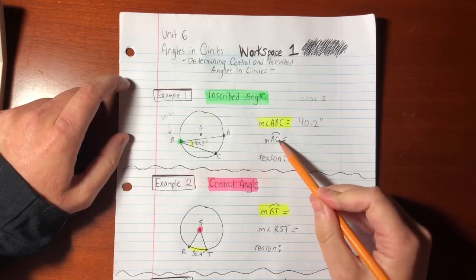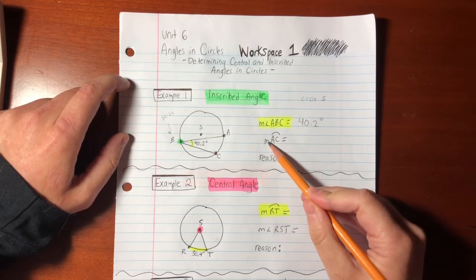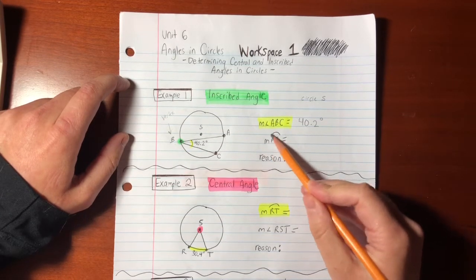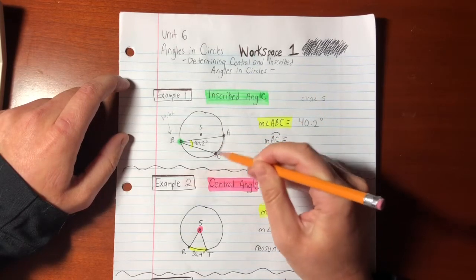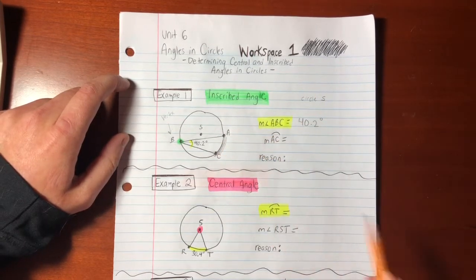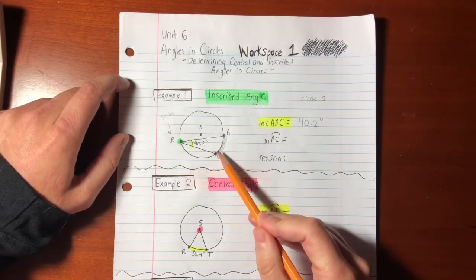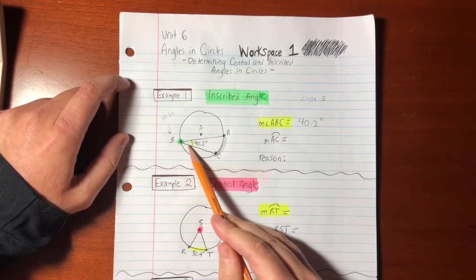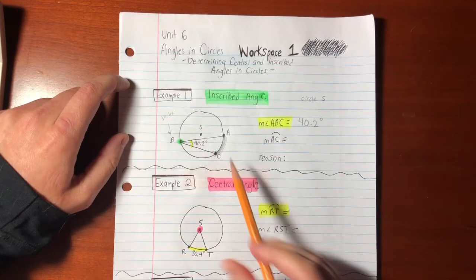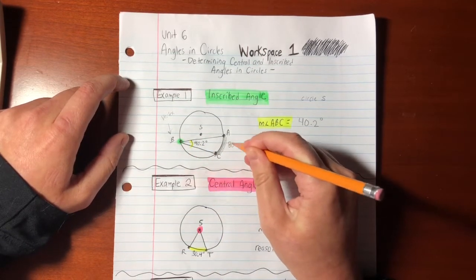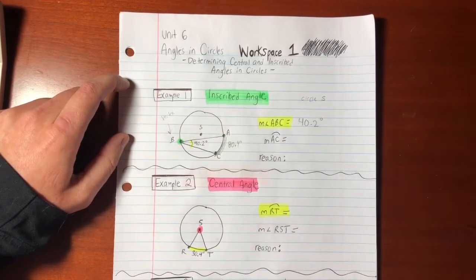Now notice how there's just two letters here. It says AC, and there's a little arc above it. That's asking for the measurement of arc AC. And arc AC is what I'm highlighting in my pencil right here. That measurement of the arc is just double whatever the inscribed angle is. So if the inscribed angle is 40.2, that means the arc has to be 80.4 degrees.